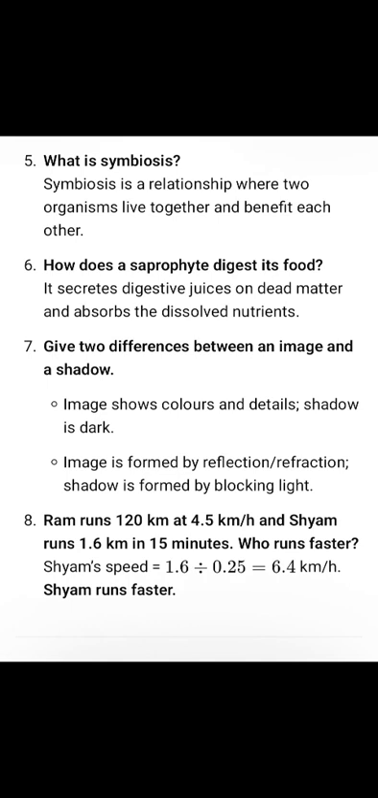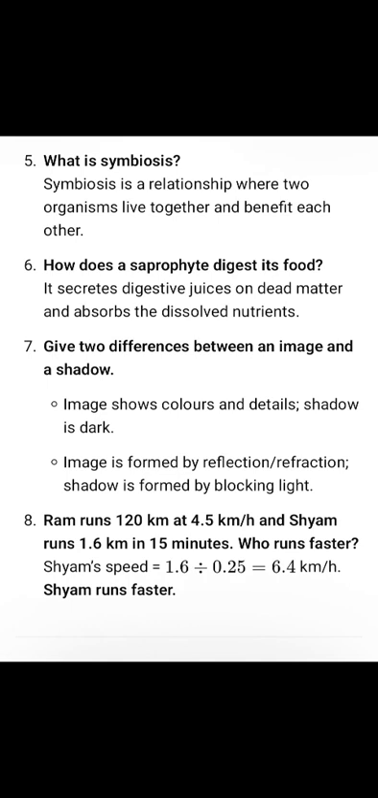Ram runs 120 km at 4.5 km per hour and Sham runs 1.6 km in 15 minutes. So 120 km distance, 4.5 km per hour speed. Sham runs 1.6 km. Distance is 1.6 km and time is in minutes, so we have to convert the time into hours. 15 minutes, divide by 60, you will get 0.25. Who runs faster?